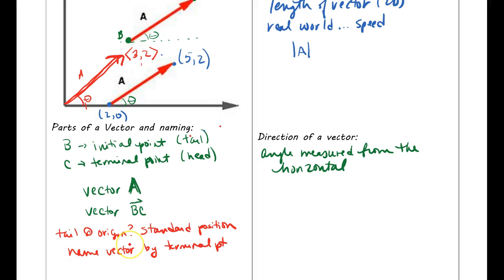So what I would say is, if I were in class, I'd have this A that's way up here, or this A that's down here, and I'd say, okay, let's shift A to the origin. Well, once you figure out how to move and count backwards and shift it, that new terminal point is how I would name it. So I would say vector A is equal to <3, 2>. So I name it by its terminal point, and that's another thing about those brackets.